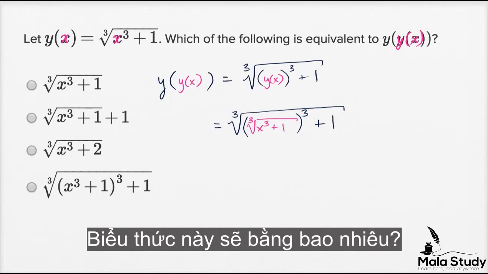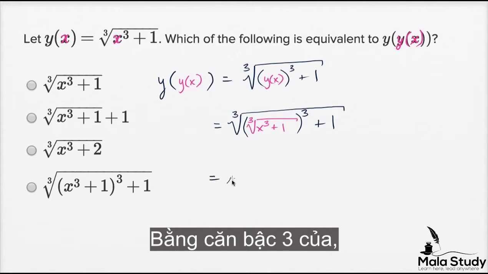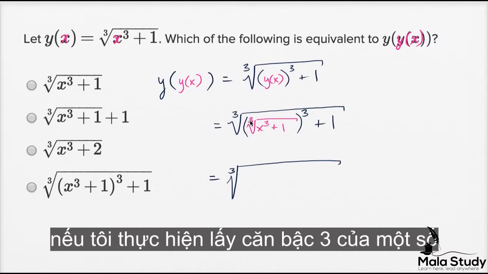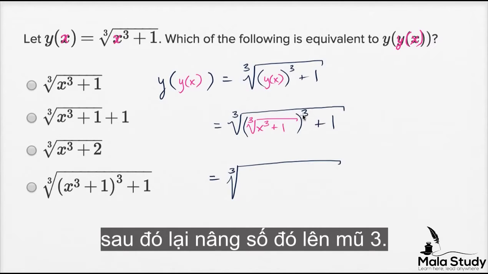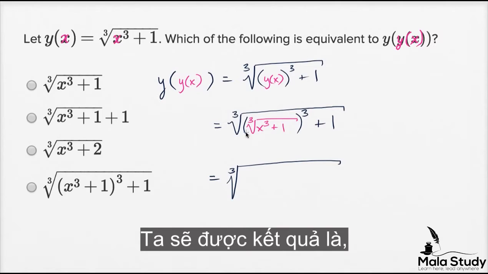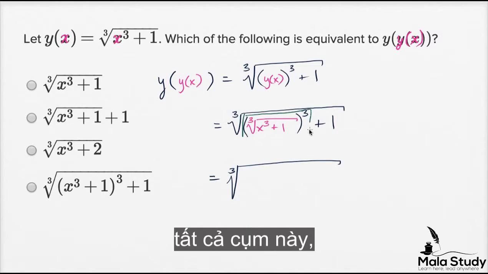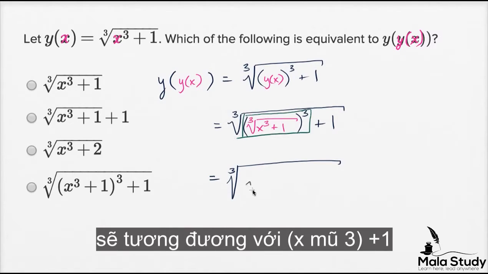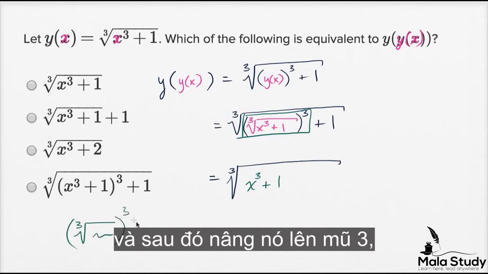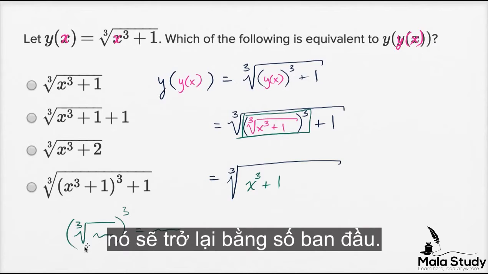So what is this going to be? Well, this is going to be the cube root of, well, what we have right over here. If I take the cube root of something, but then I raise it to the third power, this is like raising something to the 1/3 and then raising that to the third. Well, that's just going to give me this thing, all of this business right over here is just going to evaluate to x to the third plus 1. Once again, if I just take the cube root of something, of whatever this is, and then raise that to the third power, that's going to be this original something.